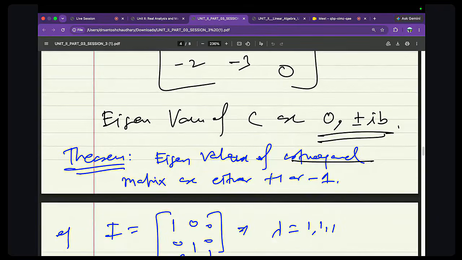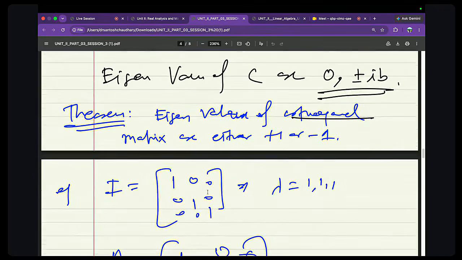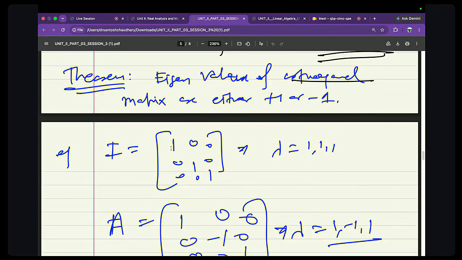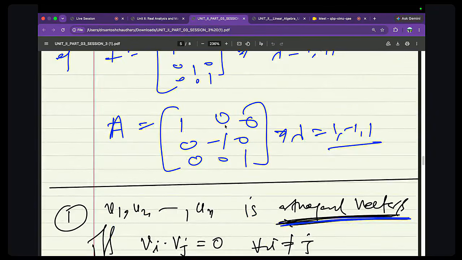Eigenvalues of orthogonal matrices are plus 1 or minus 1. The identity matrix is the easiest example of an orthogonal matrix. It has eigenvalues 1, 1, 1. This is also another example of an orthogonal matrix. It has eigenvalues 1, minus 1, 1.